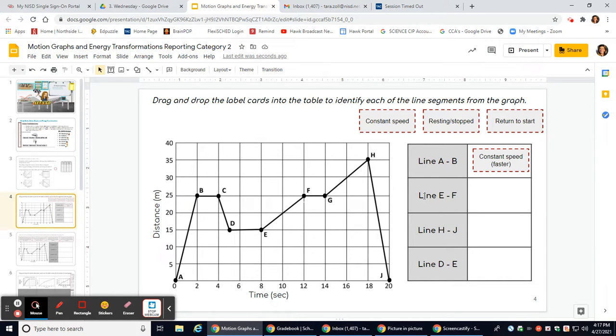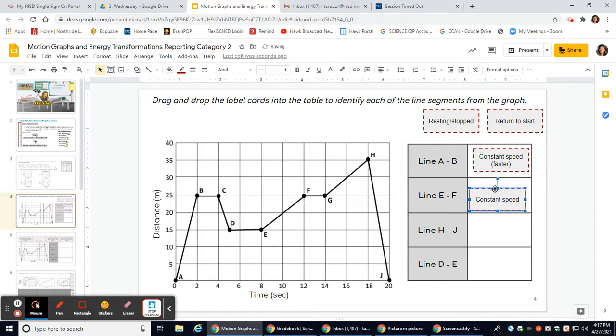So what about line E through F? Line E to F, you're having a constant speed, but it's not as fast as this one because this is a steeper slope. So I'm going to say constant speed from E to F. So let's drag this one over. And then from line H to J.